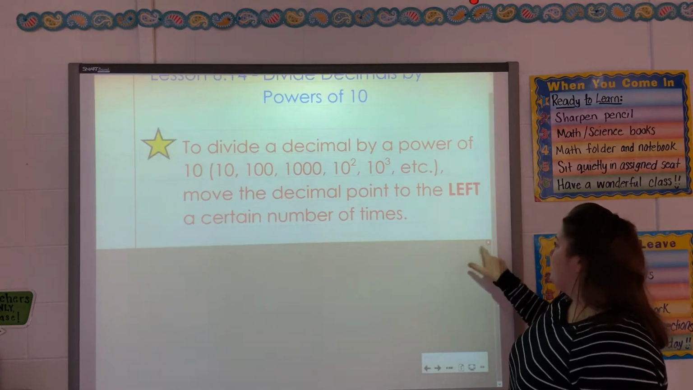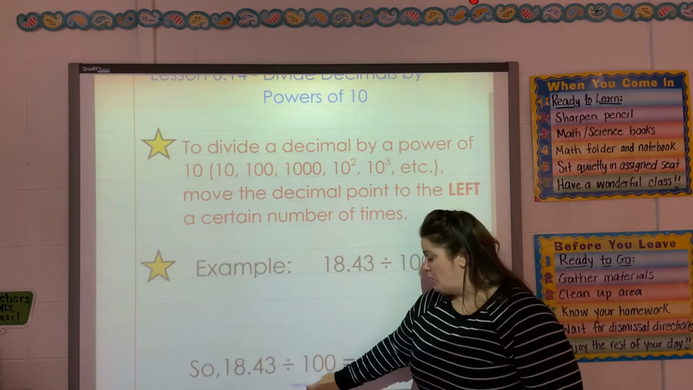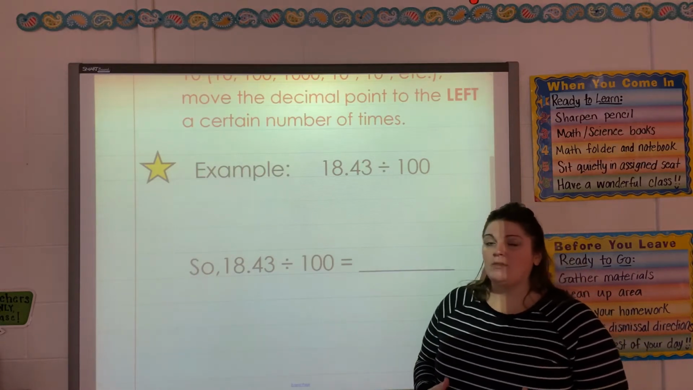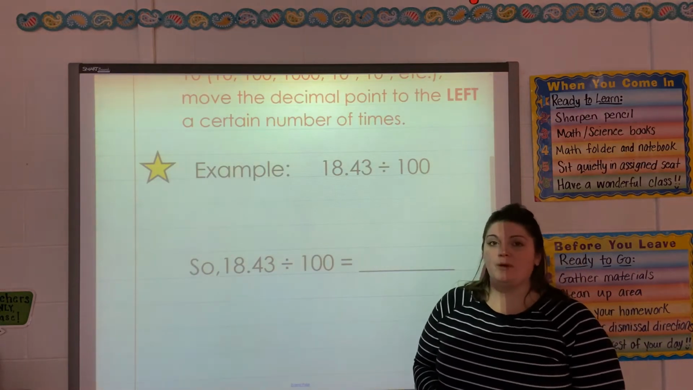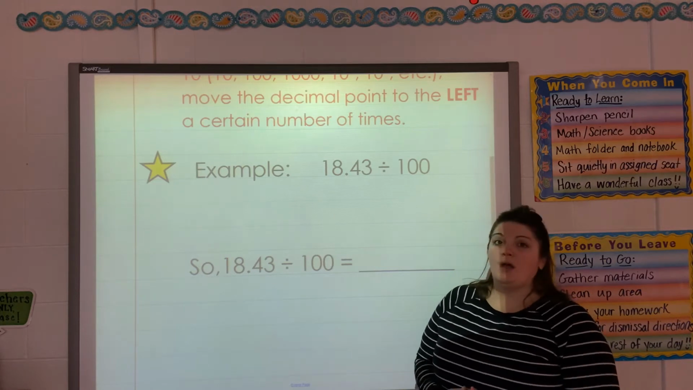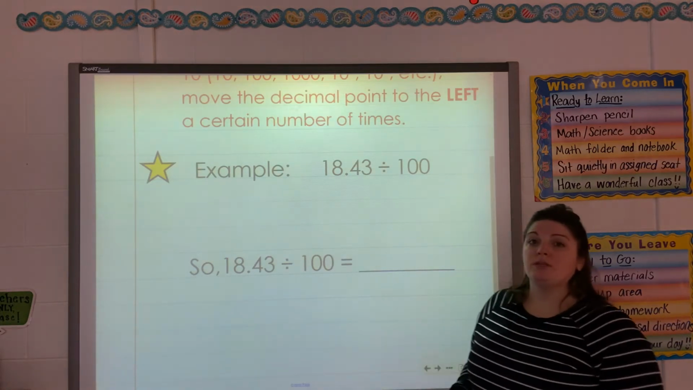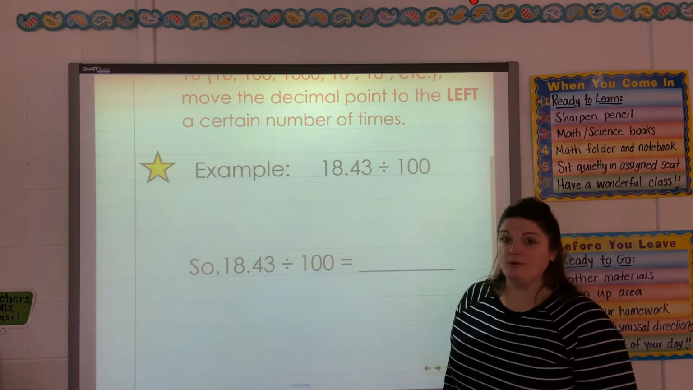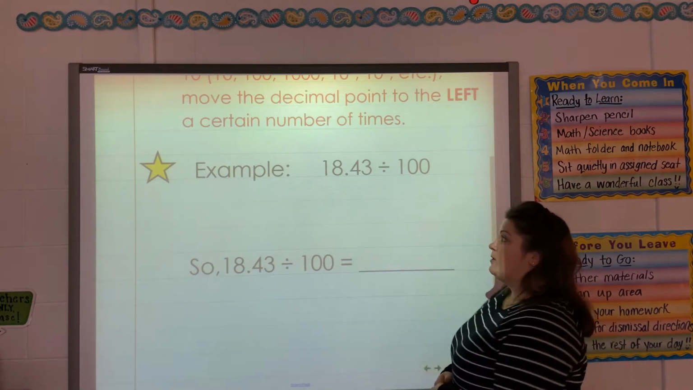Let's look at an example so we can see how to determine the number of times to move our decimal point. Again, it's the same thing as when we multiply by powers of 10. You just count up the zeros in the power of 10, or look at the exponent that tells you the number of times to move your decimal point.